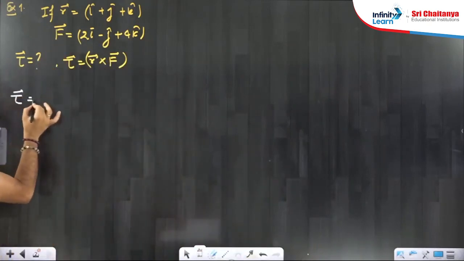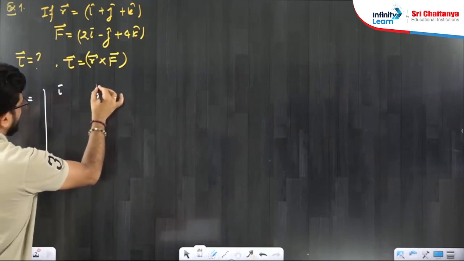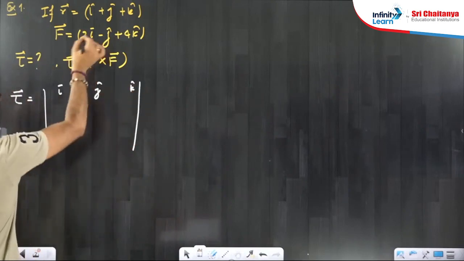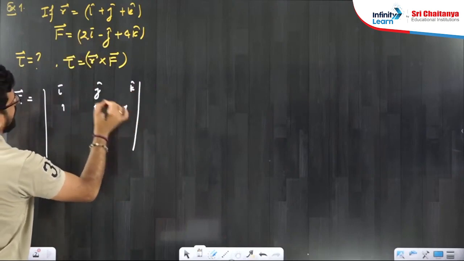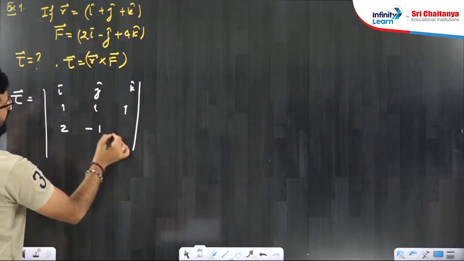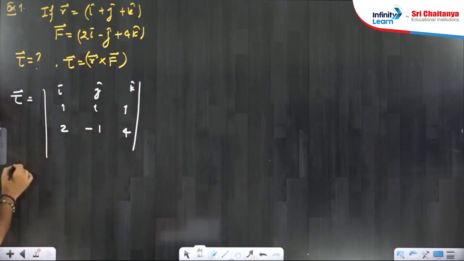So you will write torque is equal to, here, the determinant method: i, j, k. We will write it. What is the r? That is equal to 1, 1 and 1. This is 2, minus 1 and this is a 4. We have to put it. Now we have to write the torque.